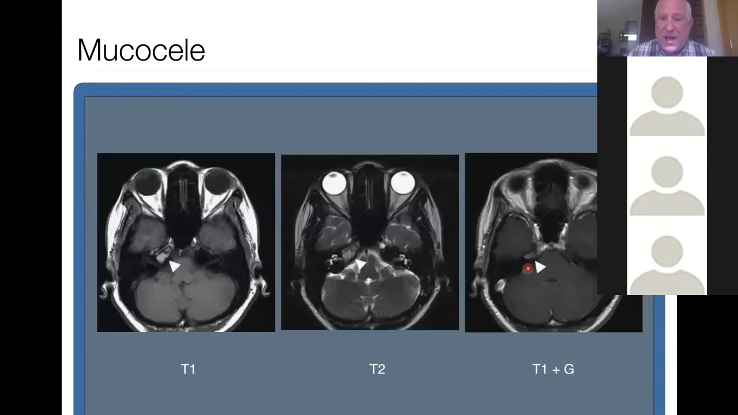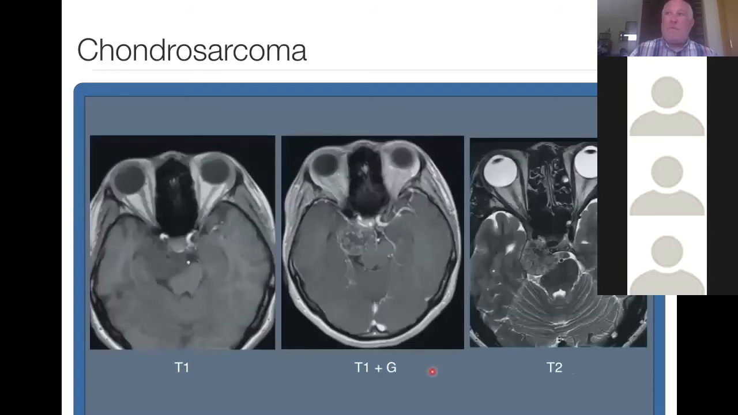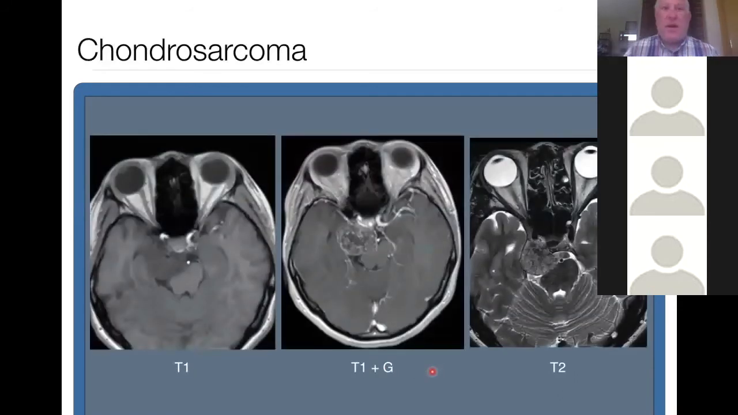If this thing enhanced, then we would have to think possibly of a tumor or a malignancy. Remember, on MRI, if you get enhancement with gadolinium, you have to think of a malignancy. And here's a perfect example of that. This is a chondrosarcoma. I had a lady with a chondrosarcoma of the sphenoid sinus.